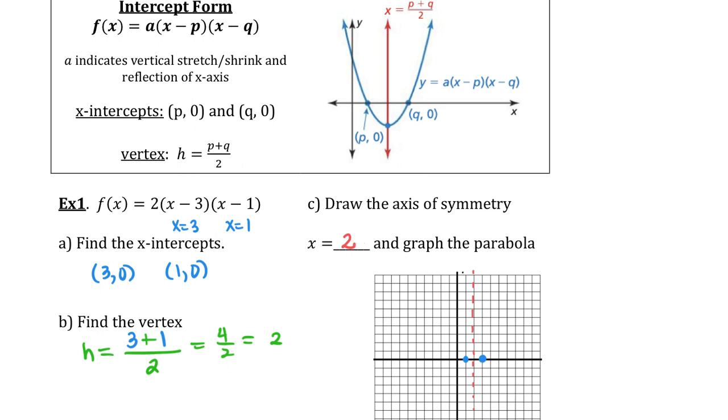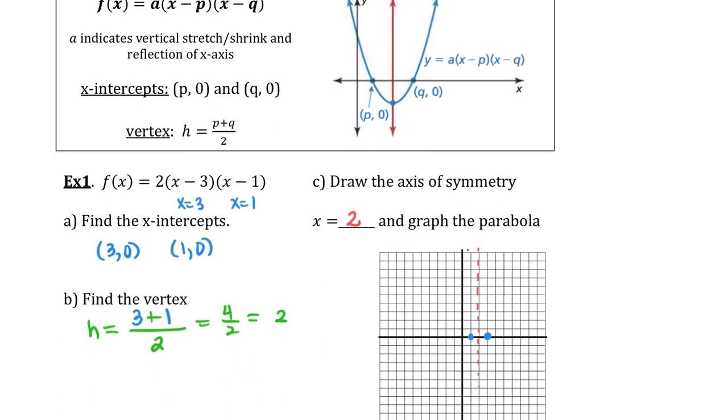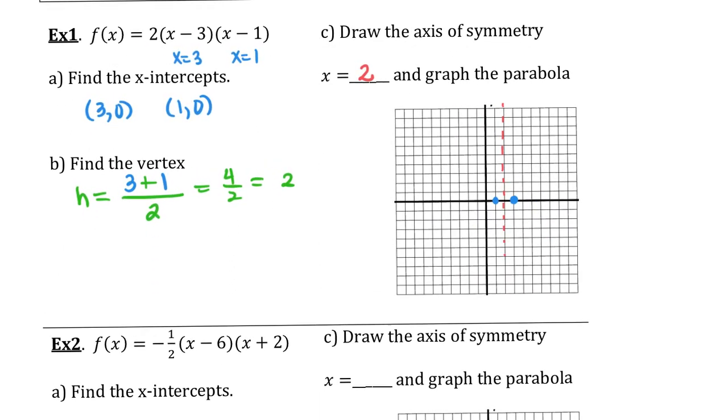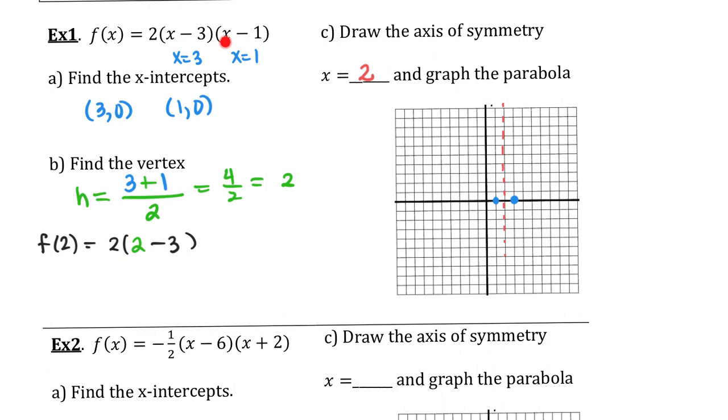And also the x coordinate of my vertex. Okay, now to get the y coordinate, I'm going to plug it back into the original equation. So my original equation is called f, so I'm going to say f of 2 equals 2. Okay, it says x minus 3. The x I found was 2. So I'm going to say 2 minus 3. Then the other parenthesis says x minus 1. So it's going to be 2 minus 1. And we're not going to be nervous about this because it looks bad, but it's going to simplify really nicely.